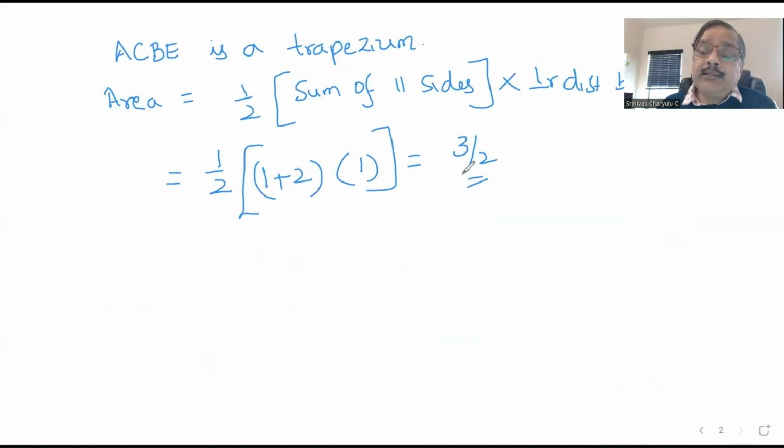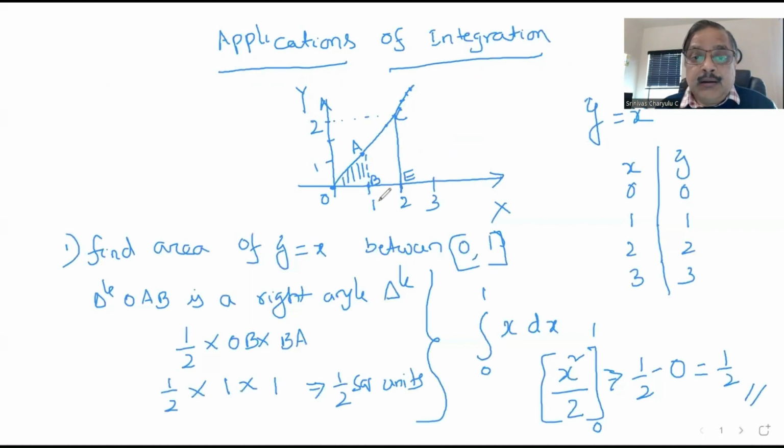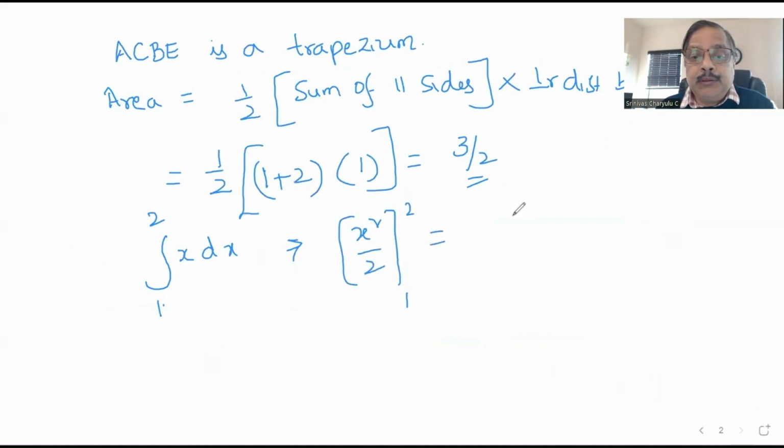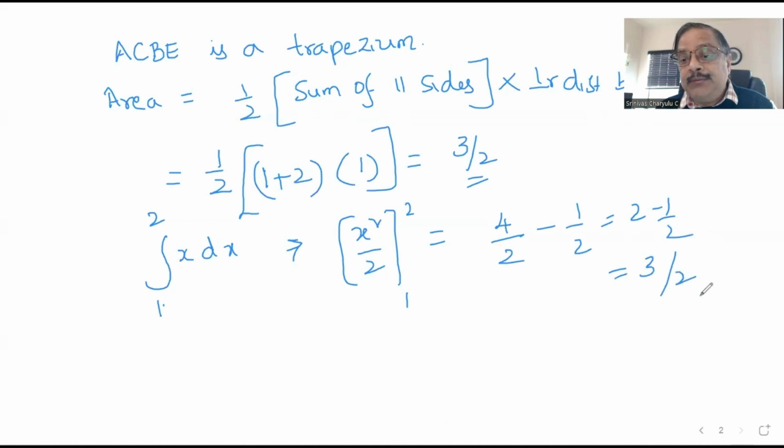We will prove this by integration again. So by integration, what are the limits? 1 to 2. Equation is the same, x dx. So x square by 2, from 1 to 2. So upper limit is 2 square by 2 minus 1 by 2, 2 minus 1 by 2, which is nothing but 3 by 2.